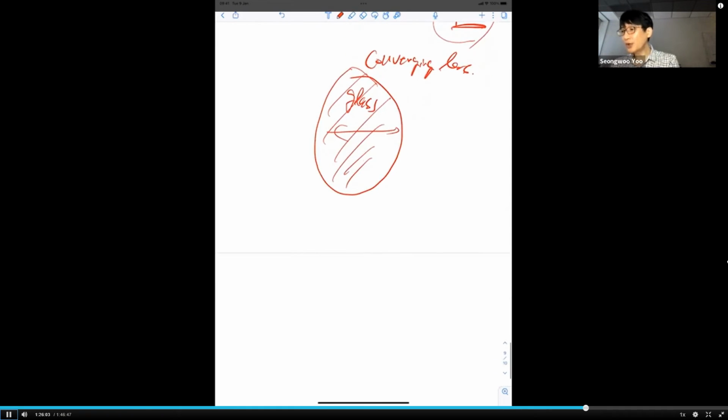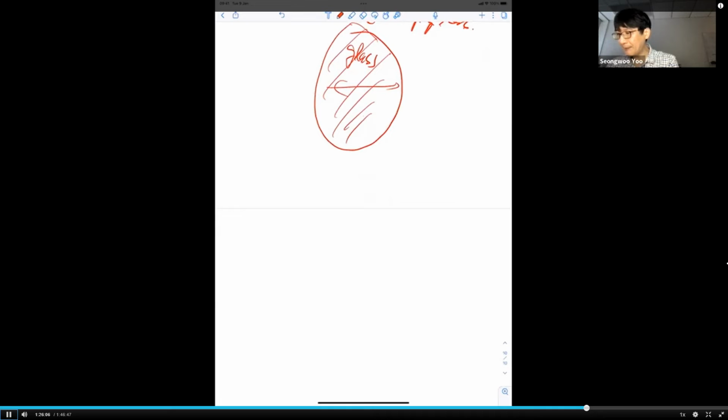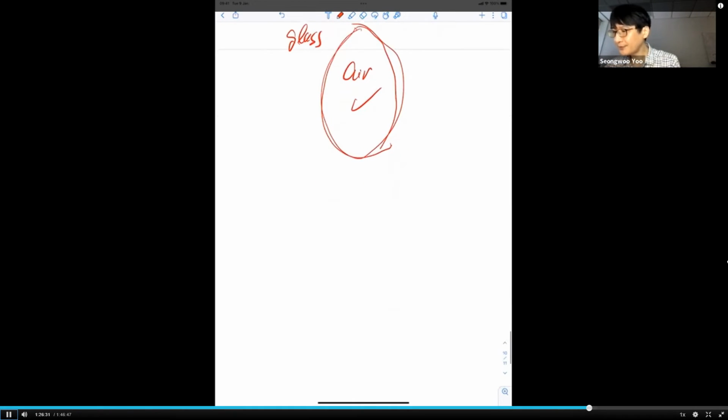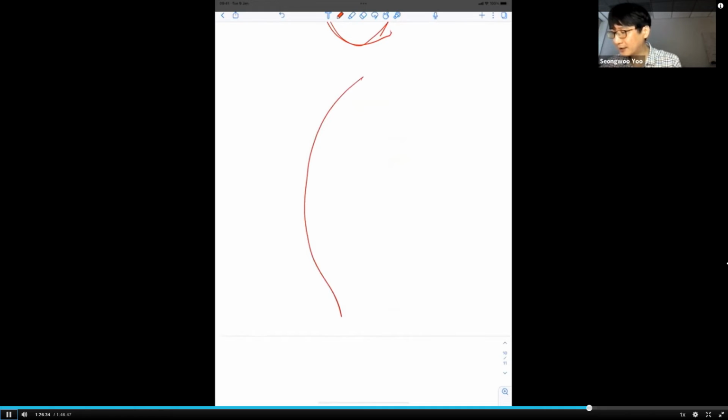Now we have the same shape, but inside this shape is air and the outside is glass. Then what would happen? I'm going to draw a diagram to convince you that this rounded air pocket actually serves as a diverging lens. So let me draw a big air pocket, and I'm going to draw incident light into this air pocket.